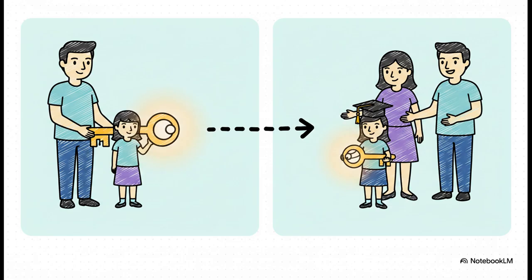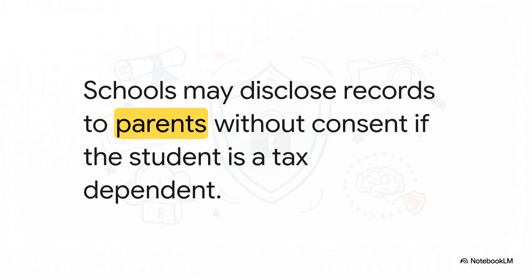But the very moment a student turns 18, or if they head exclusively to a college or university, regardless of their age, those FERPA rights transfer entirely to the student. At that point, the student would literally have to sign a written consent form just to let their parents see their grades. But, and this is a big but, there's a fascinating loophole in our rulebook.